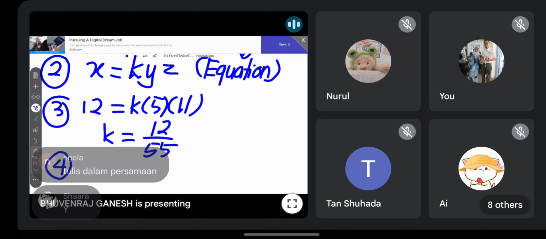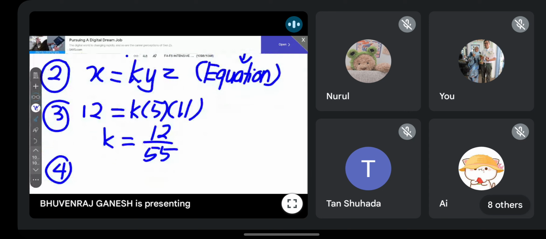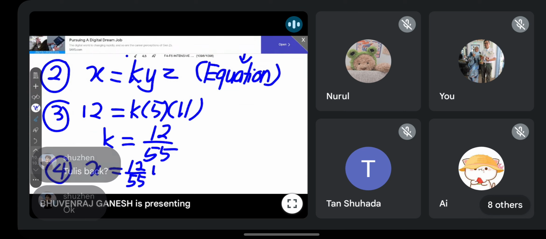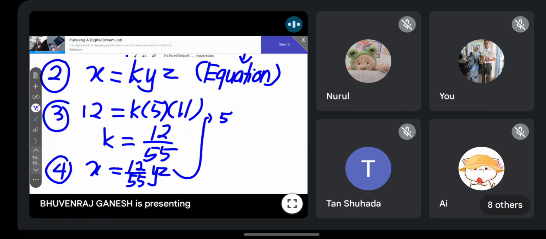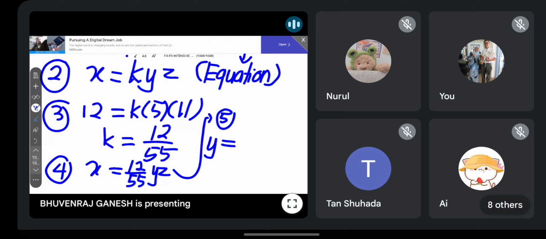Yes. Okay, you must answer the question lah, basically. You express Y in terms of X and Z. But first of all, you write back the equation with the K value you get. Kamu tulis balik persamaan kamu dengan nilai K kamu. This is the fourth step. Then you go to the fifth step, you answer the question. Jawab soalan kamu. They ask express in term of Y and Z. Okay, so means that Y is on left hand side. Y sahaja boleh ada dalam bahagian kiri.